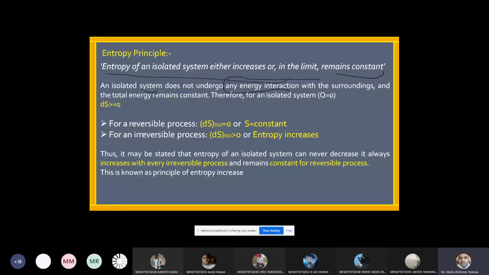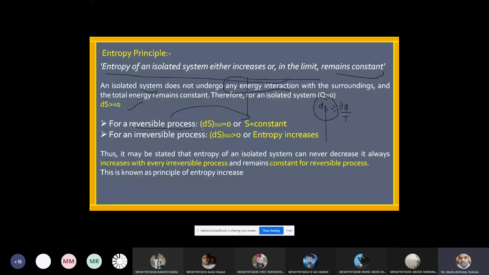Once q is equal to 0, what is the equation? We know ds is greater than or equal to dou q by t. When q is equal to 0, ds will be greater than or equal to 0. When will ds be equal to 0? Just now I told, for a reversible adiabatic process, entropy is constant. For an irreversible process, entropy increases. This is the entropy principle.